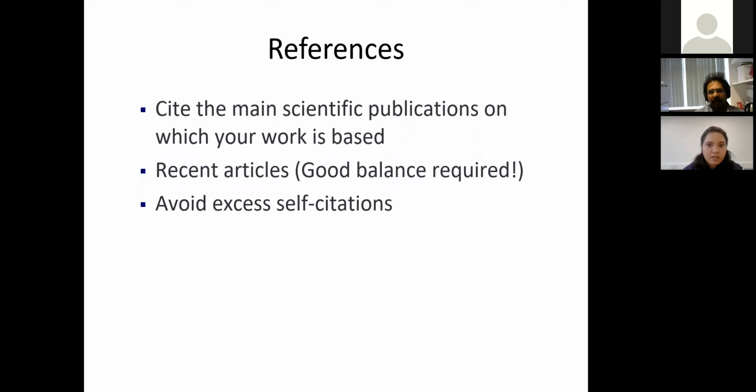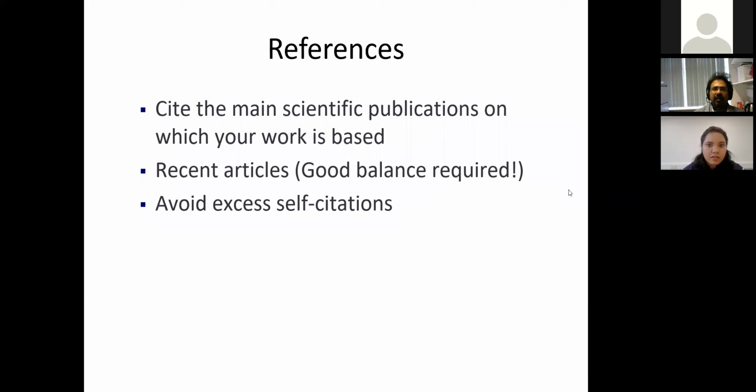References are also very, very important. Cite the main references, main scientific publication on which your work is based, recent articles. A good balance is required. Always remember to give some of the recent articles, 2021, 2020, 2019, etc. And avoid excess self-citations.